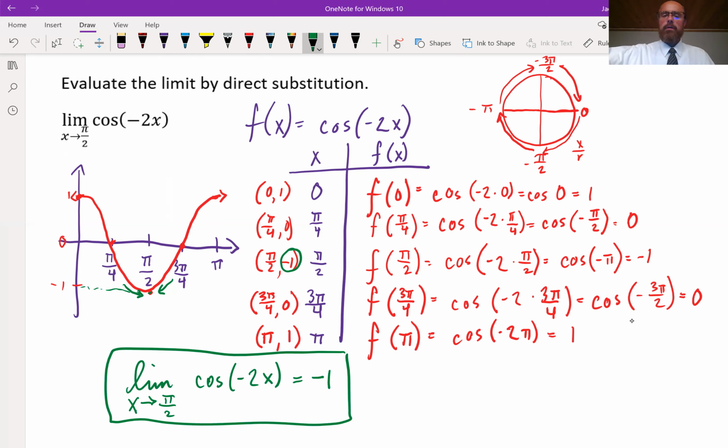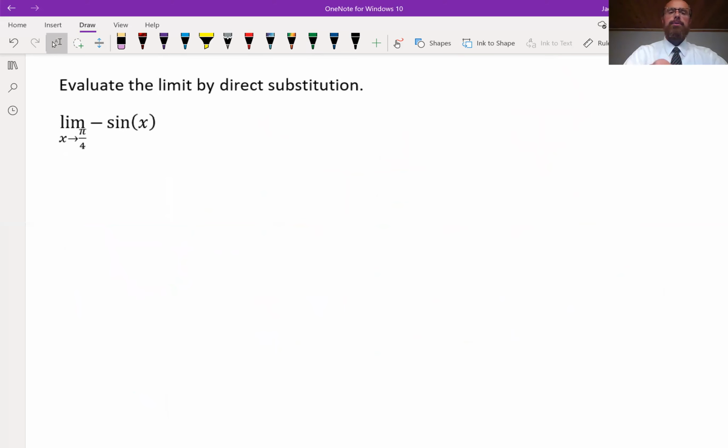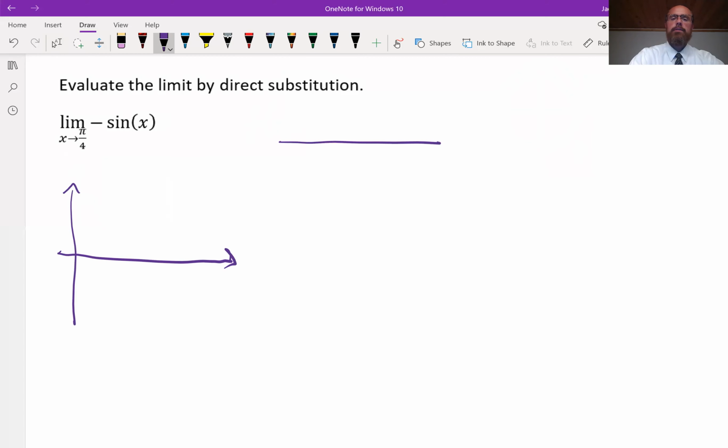All right, so that's our third example here. Let's round this out by looking at a sine function. And this will be our last example for direct substitution to evaluate limits. So here we've got the limit as x approaches pi over 4 of negative sine of x. So we'll bring our trigonometric coordinate plane there. And again, let's just use this t-chart to evaluate.